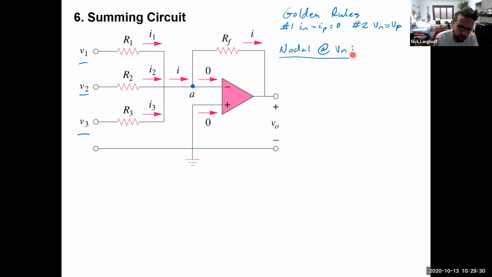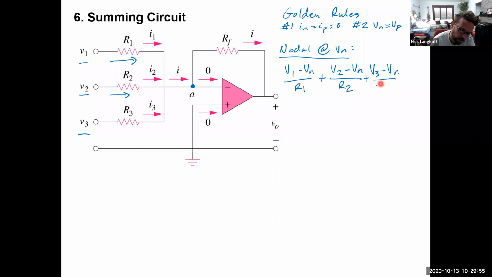So here's what we'll do. This is V1 minus Vn over R1. That's the current coming in through here, right? We're looking at the current I1. Then we've got V2 minus Vn over R2. That's the current coming through R2 there. Now we've got V3 minus Vn over R3. That's the current coming through this guy here, and all of that is equal to 0.